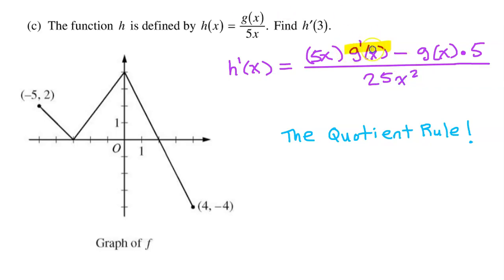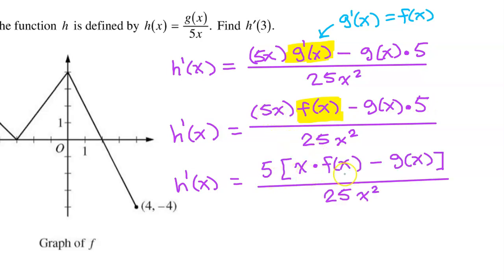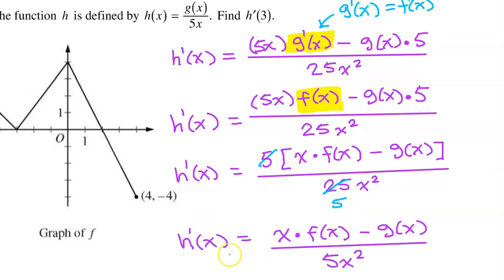Remember, g prime is equal to f of x. So on the next step, I'm going to swap that out. Next, I'm noticing that both terms have a 5 in it. So I'm going to factor out that GCF to make it easier to simplify. So now we have this, but 5 divides evenly into 25 5 times. This is my simplified expression for h prime of x.